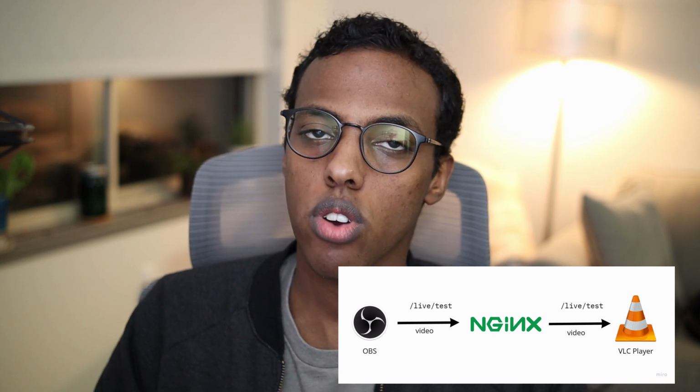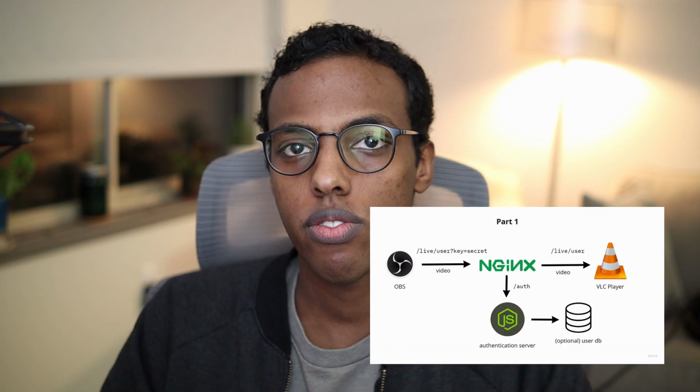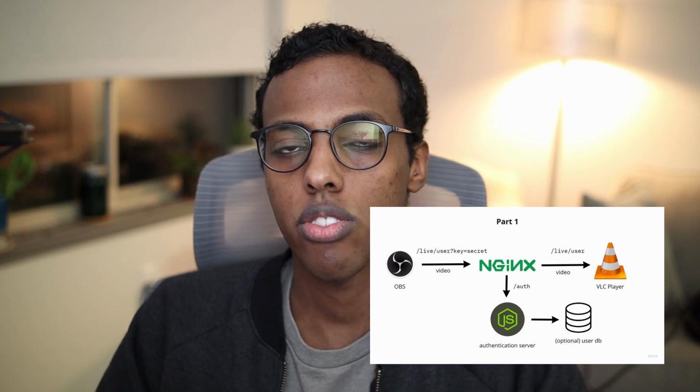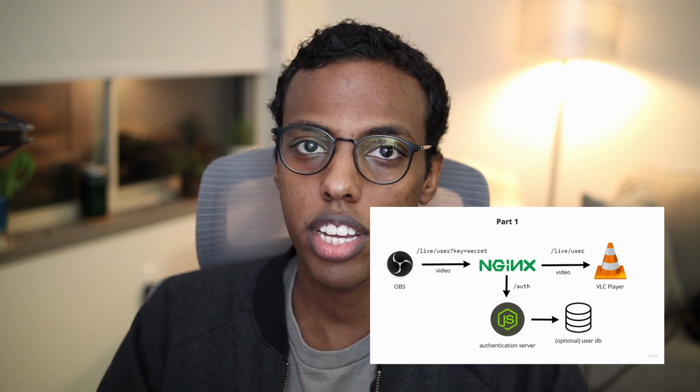What's up? This is part one on how to build a live streaming server. In this part, we're going to build a server that can take a stream from OBS, and then that stream can be watched over RTMP. Once that's done, we're going to secure the server with another authentication server that checks the stream key so that only the owner can publish a stream.